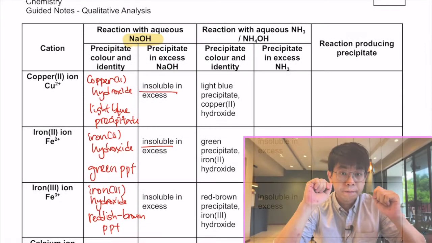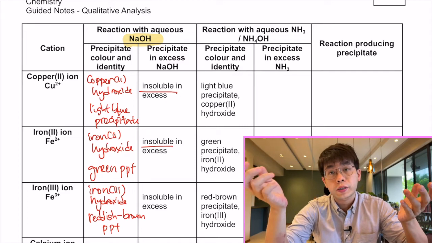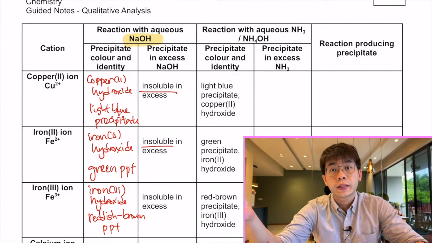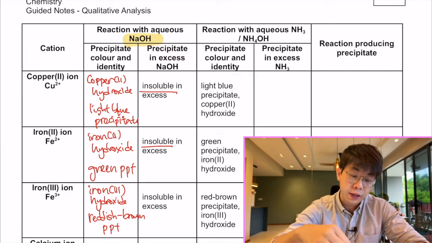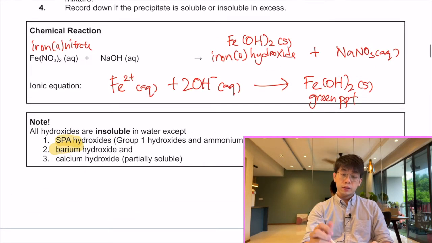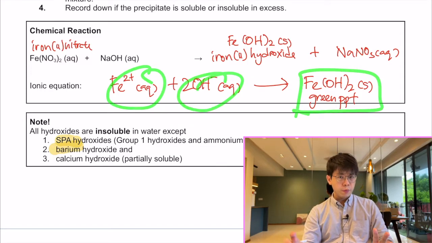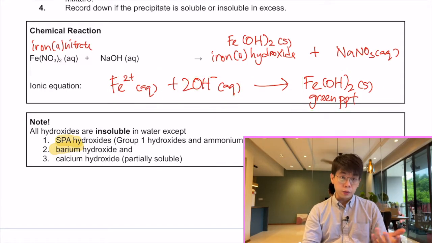Okay, hello everyone. So in the previous video, we watched how we use sodium hydroxide to test for metal cation ions, and we have learned that the hydroxide ion reacts with the metal cation ion like this, right, to form the precipitate. And this precipitate will be different colors and different solubilities.